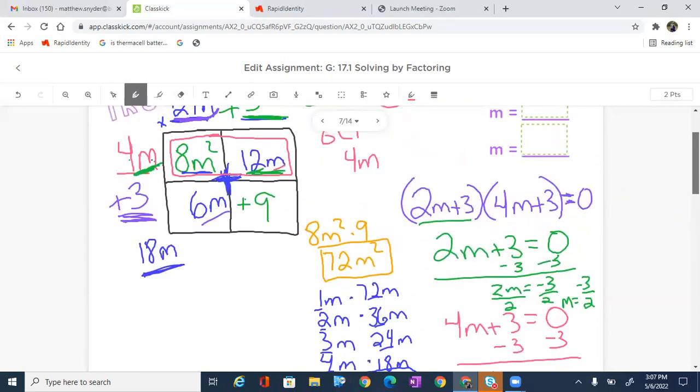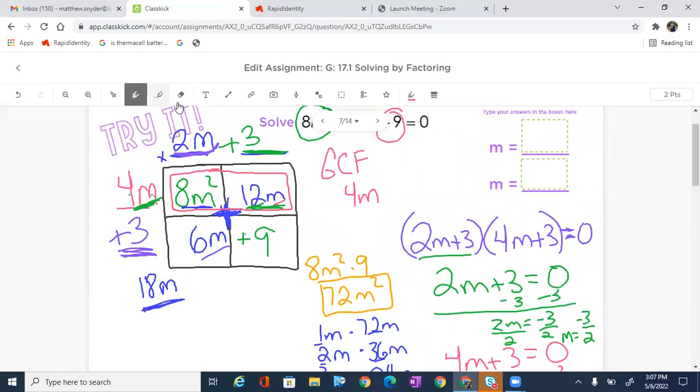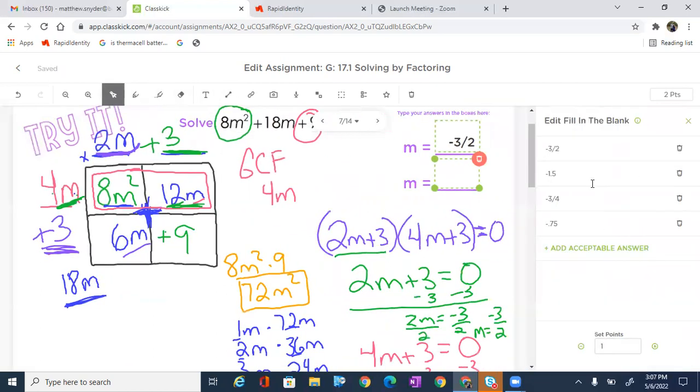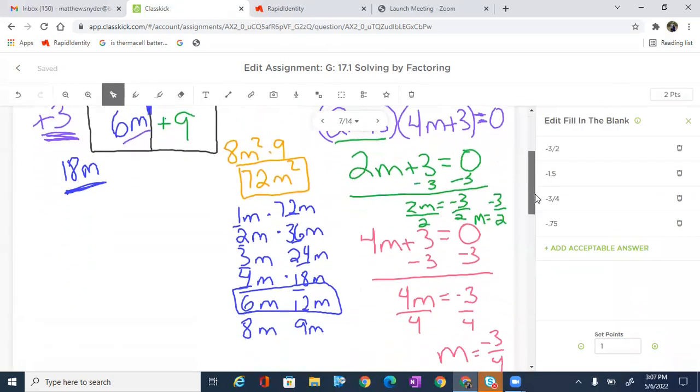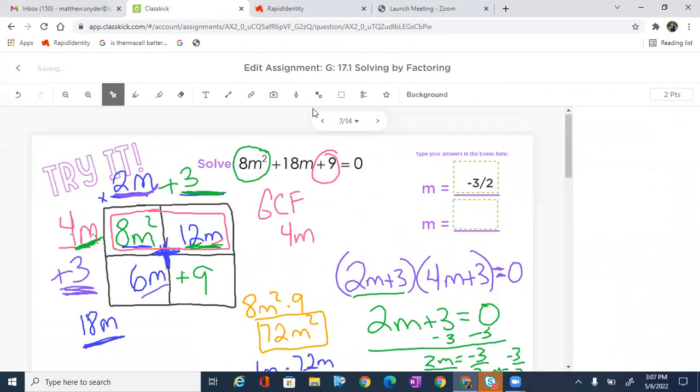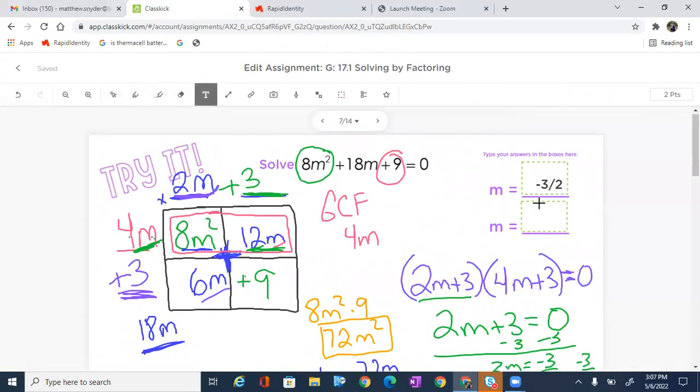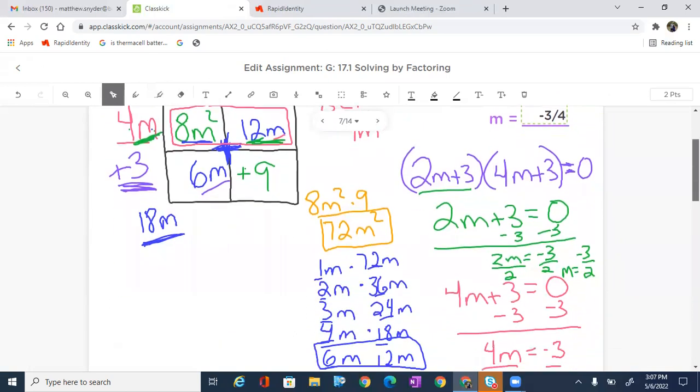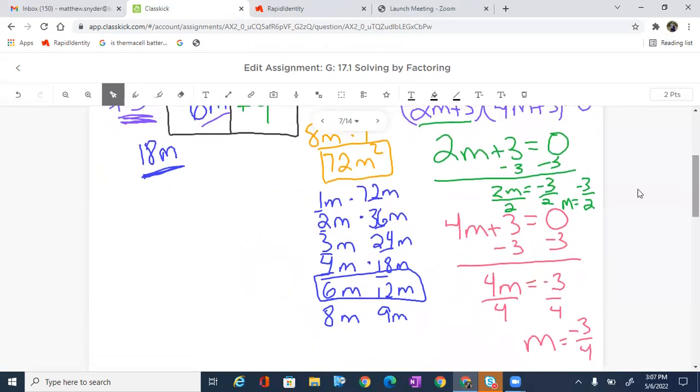All right, so now we have our solutions. We have -3 over 2 as our first solution. And we have our next one, which is going to be -3 over 4. Okay, and that is how we do this. We're going to factor, and then we're going to take our two factors, set them equal to 0 and solve for our variable.